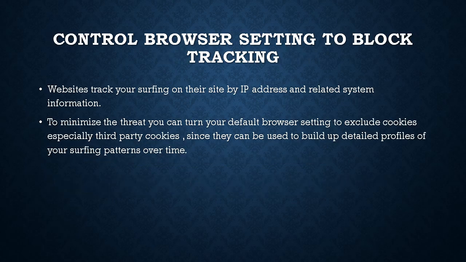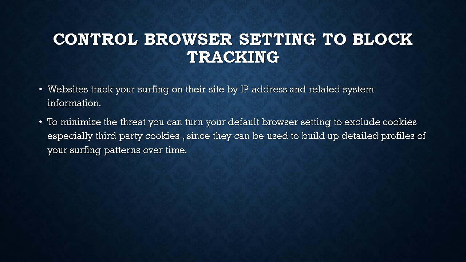Control browser settings to block tracking. To ensure the confidentiality of information, you need to control the browser settings to block tracking. Websites track your surfing on the site by IP address and related system information. Whenever you browse any website, an IP address is given to you, and through this IP address, your related information will be tracked. To minimize the threat, you can change your default browser settings to exclude cookies, especially third-party cookies.